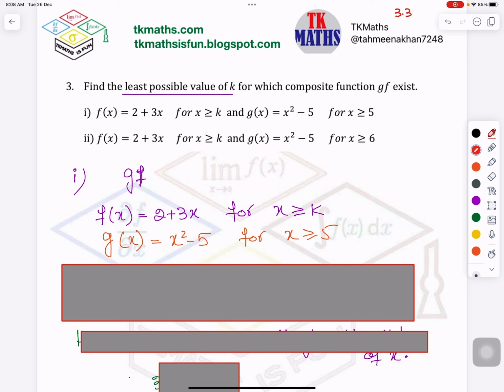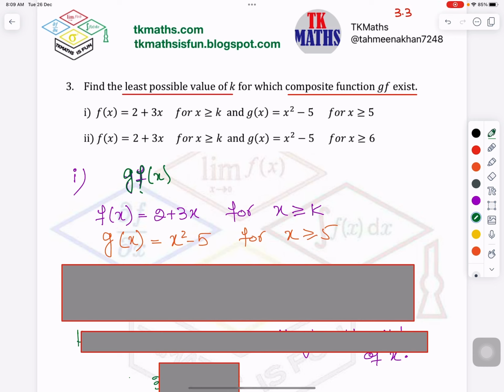So this is question number 3, and now the concept is the value of domain is unknown for one of the functions in the composite function, and you have to find the least possible value, right? First of all, we need to understand the question. I have to find the least possible value of k for the composite function which is existing. So let's do part 1 first, and it is saying g of f, right? Let me write here g of f. Okay, this is the function.